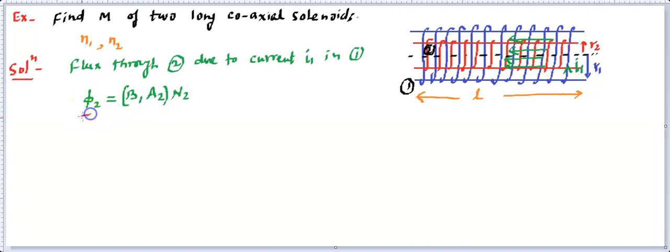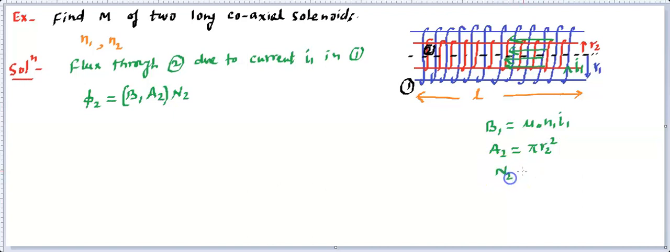Then we need to find the total flux. For the total flux we need to know how many loops are in the second solenoid. If you've got it, then it's almost done. How much is this B1? B1 is the magnetic field, which is uniform, and it will be mu naught N1 into I1. Mu N I, that you apply. What is this area A2? That means the area of one loop of the second solenoid. This is circular with radius R2, so that will become pi into R2 square.